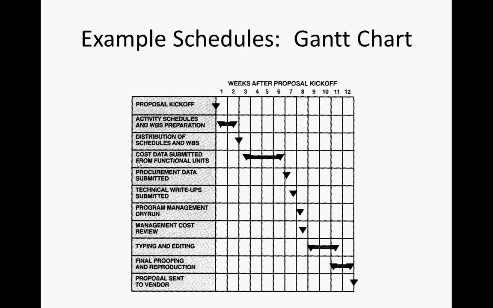So this is a Gantt chart. It depicts, for a given set of activities, the durations of that activity and during what period of time that activity will be active. How many people have seen Gantt charts before here? Okay, yeah. So very, very, very common.